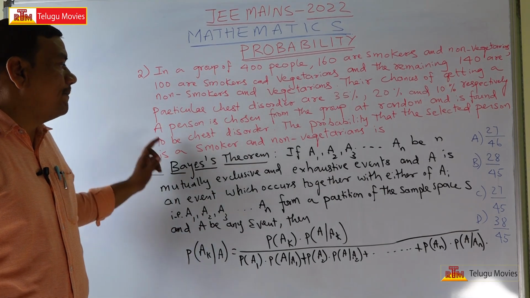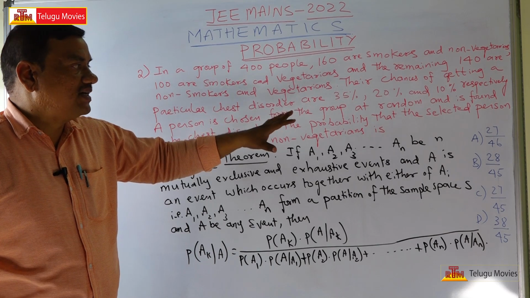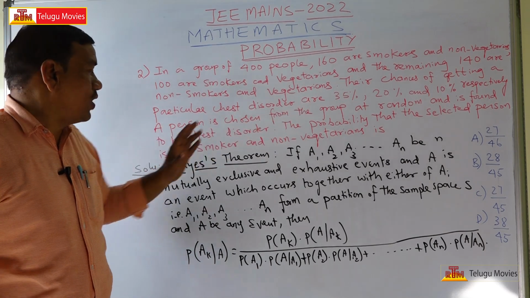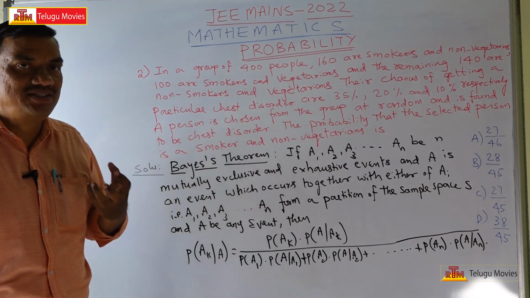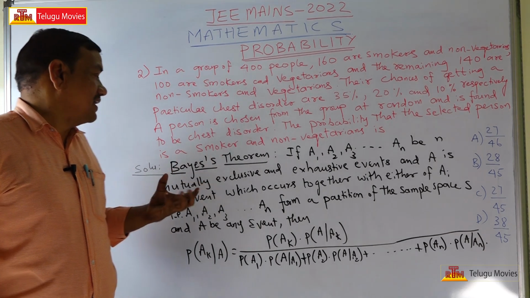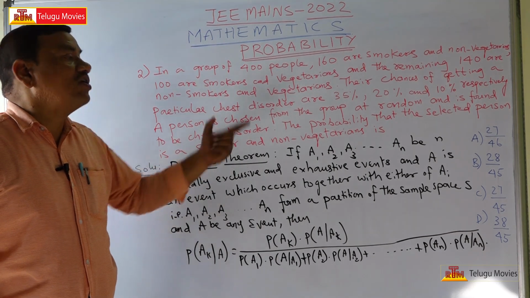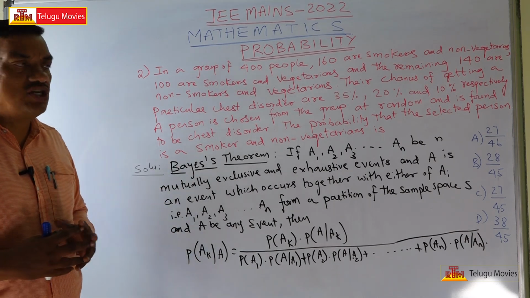A person is chosen from the group at random and is found to have a chest disorder. The probability that the selected person is a smoker and non-vegetarian is asked. Please try to understand the problem.